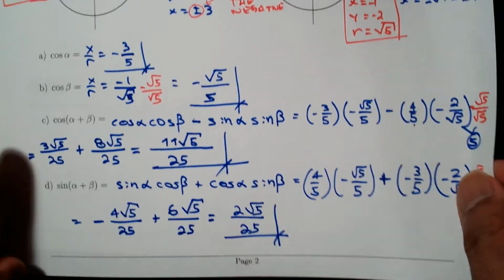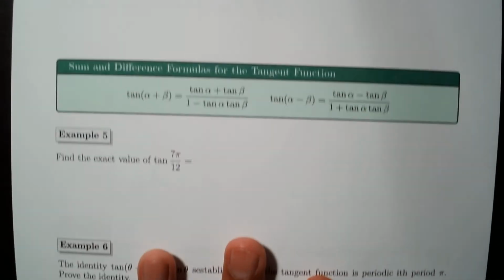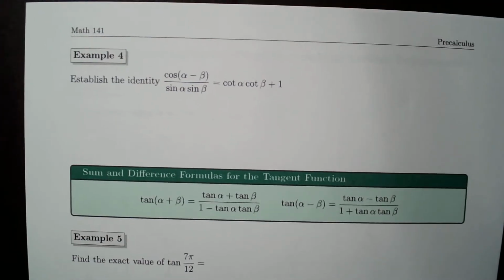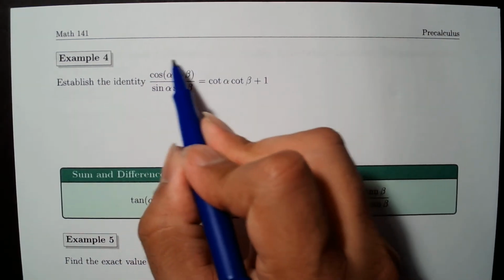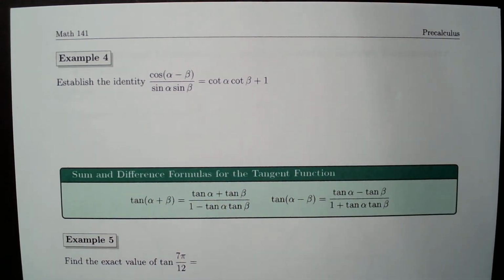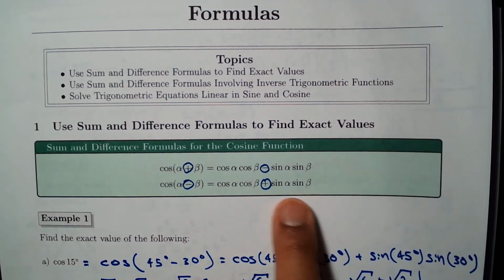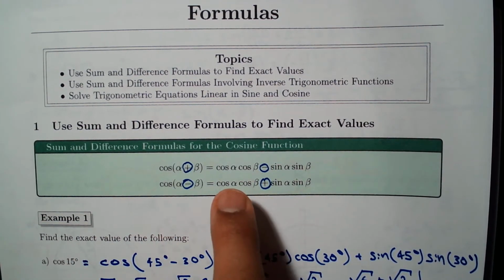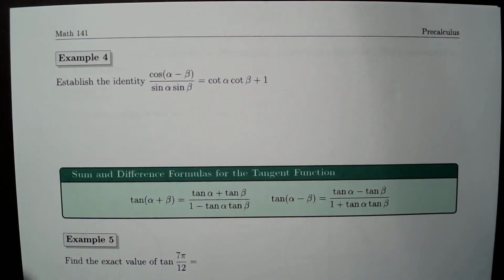All right, let's look at another type of example here. Let's do an example that has to do with establishing identities, like what we did in the previous section. Well, we need to work on this left hand side and be sure that it matches the right hand side. So what are we going to do? Well, the most imminent thing that I'll look at is this cosine alpha minus beta. And that makes me think of using this formula right here, the second formula, cosine alpha cosine beta plus sine alpha sine beta.